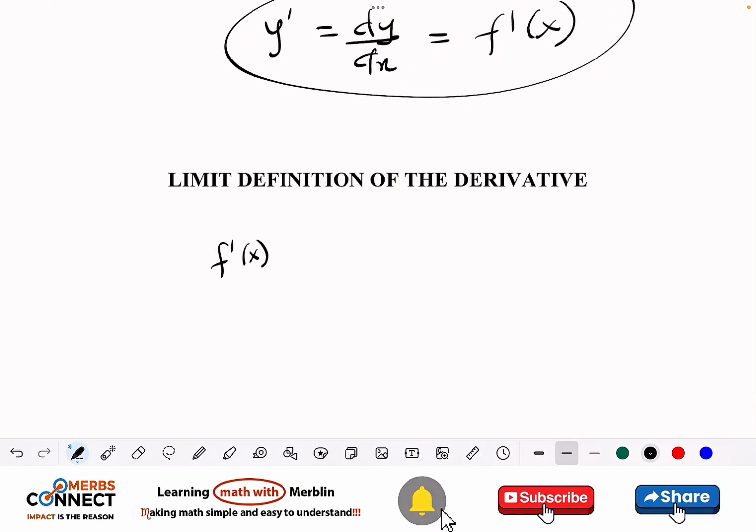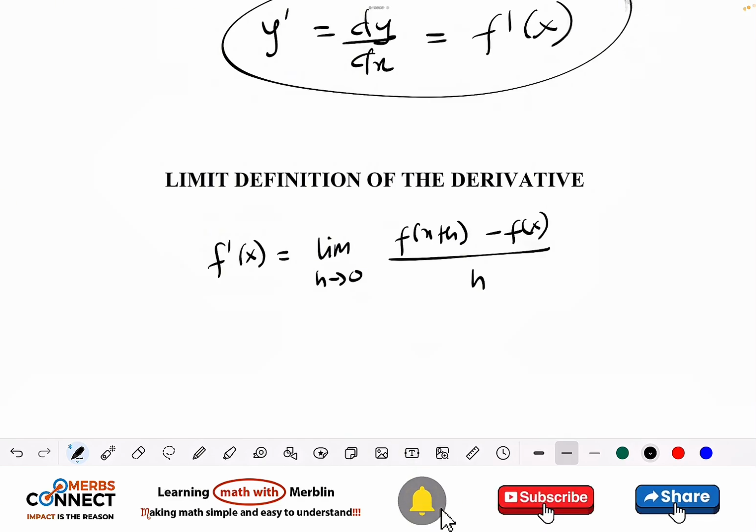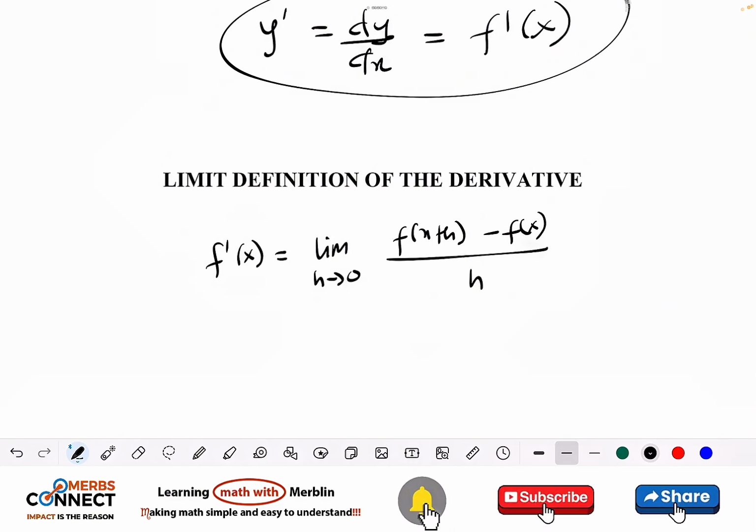It's very simple. f prime is equal to the limit as h is approaching 0 of f of x plus h minus f of x, divided by h. This is the limit definition. Some people call it the first principle. So it's the same thing.